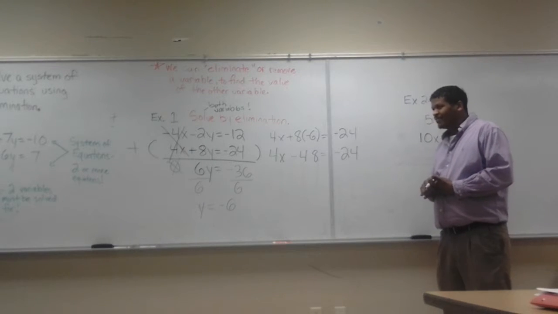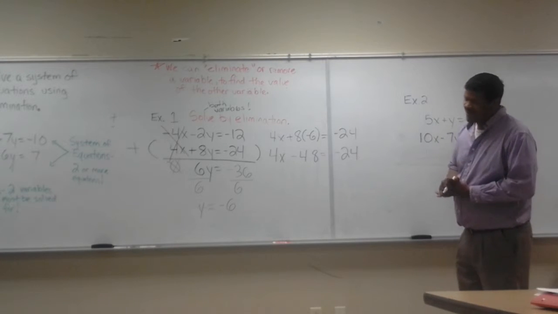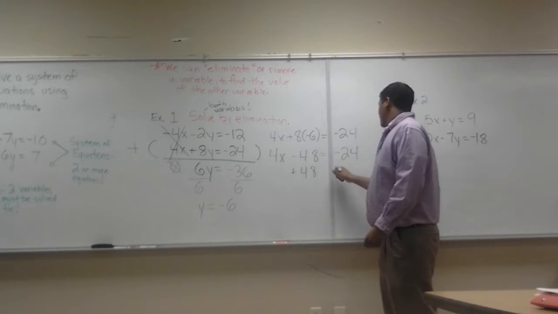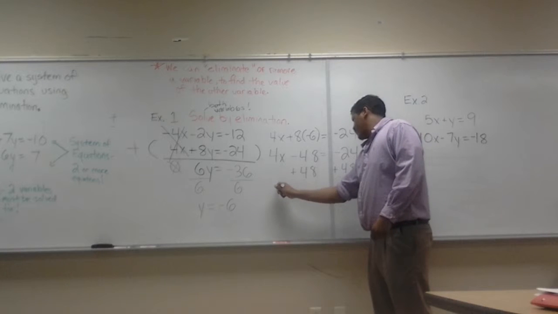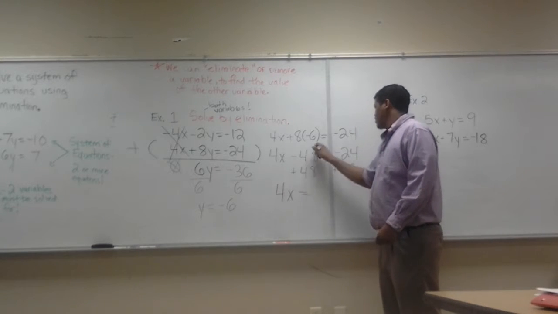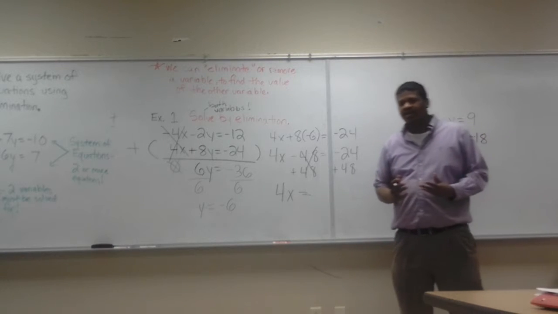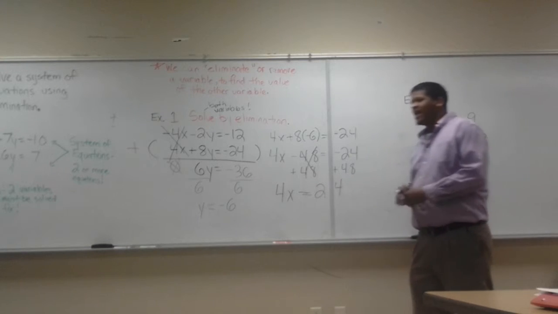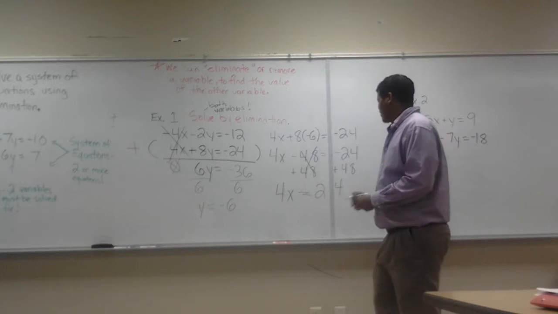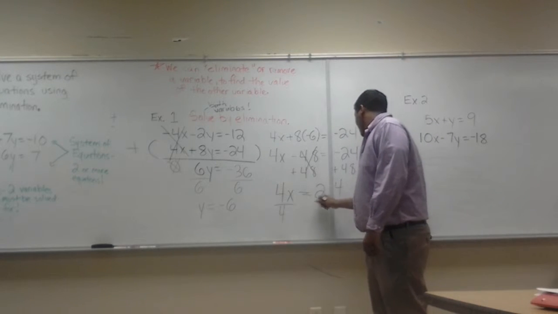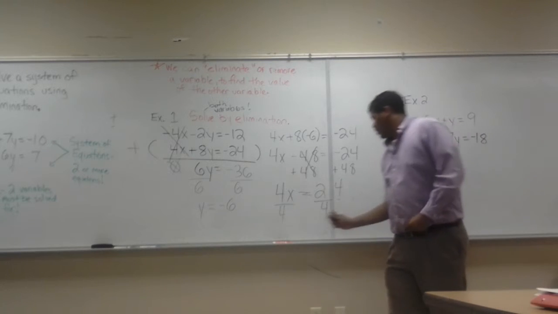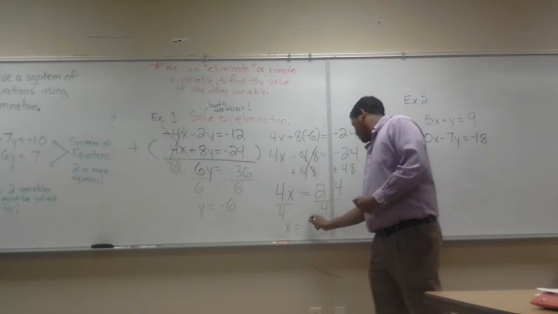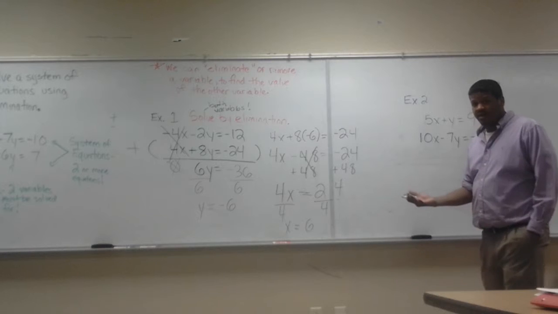How do I solve that? Plus 48. Very good. Exactly. Just want to start with adding 48 to both sides. And this is not nearly as bad as it looks. 4x equals, what is negative 24 plus 48? 24. It is 24. Very good. And what's my last step here? Divide both sides by 4. We know that 24 divided by 4 is a positive or negative 6? Positive 6. And so, we're all set.